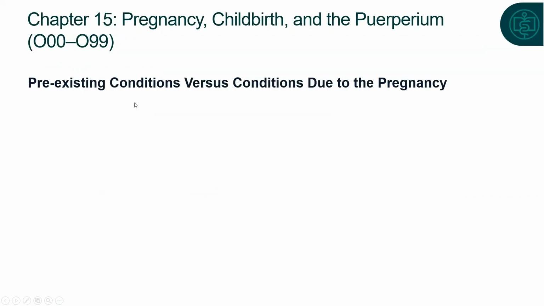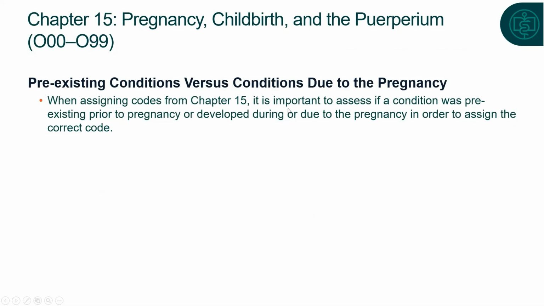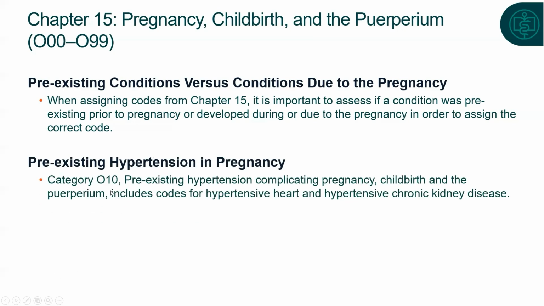Our next guideline is going to be pre-existing conditions versus conditions due to the pregnancy. When assigning codes from Chapter 15, it is important to assess if a condition was pre-existing prior to a pregnancy or developed during or due to the pregnancy in order to assign the code correctly. Pre-existing hypertension in pregnancy: category O10, pre-existing hypertension complicating pregnancy, childbirth, and the puerperium, includes codes for hypertensive heart and hypertensive chronic kidney disease.